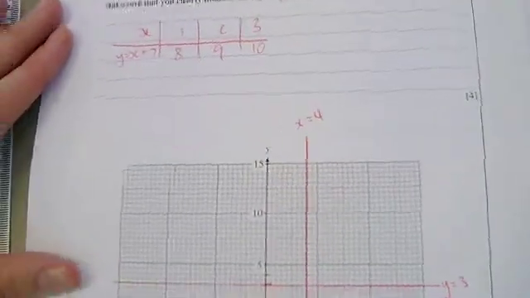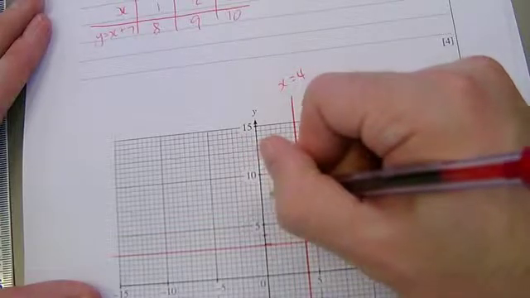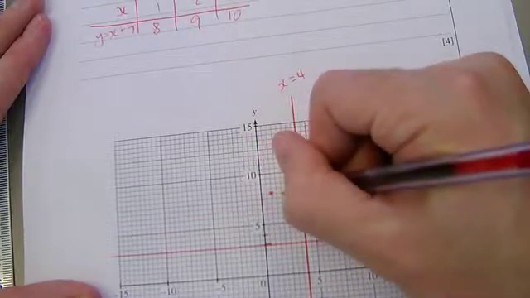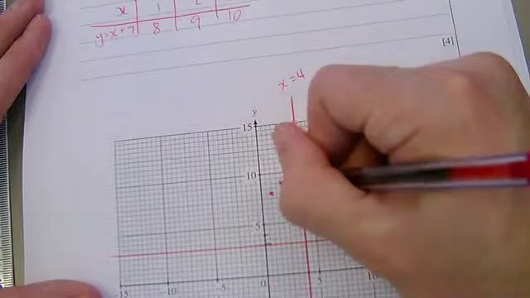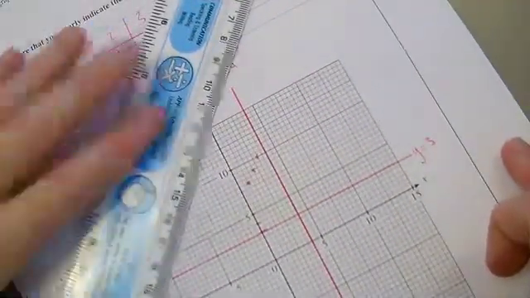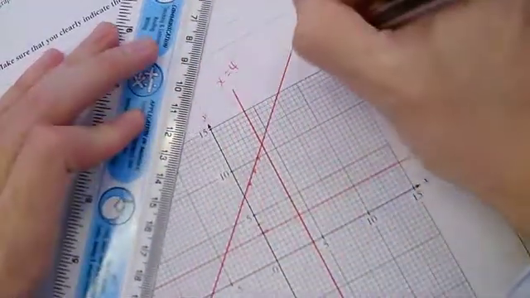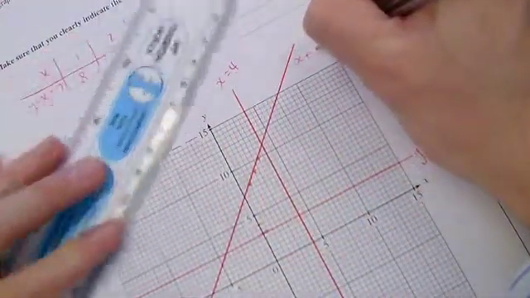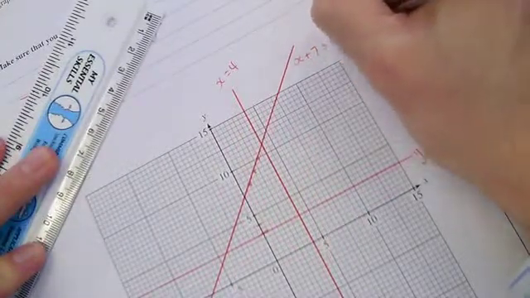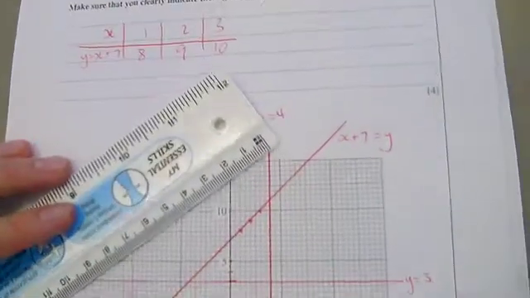So I need to go and plot those coordinates. So 1 and 8, 7.5 there. And then 2 and 9, and 3 and 10 there. Although they're all really close together, as long as my ruler goes through them, it's fine, which it does. So that is x plus 7 is equal to y. All good? And final bit.